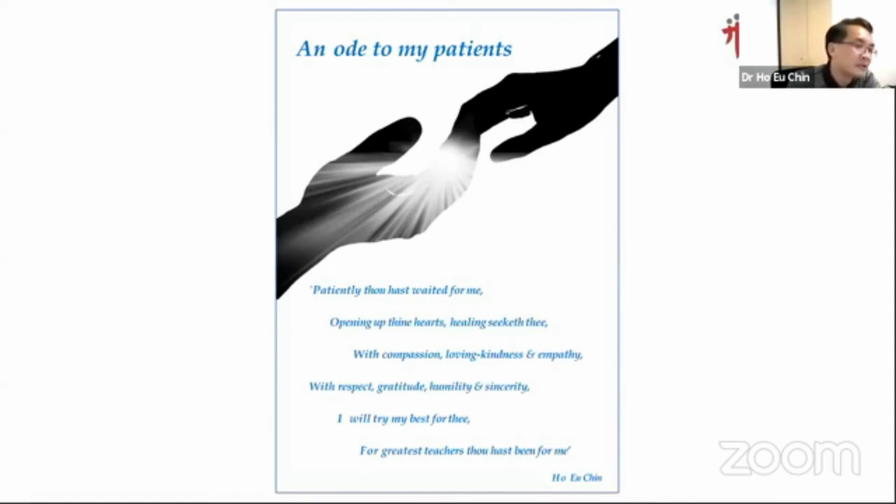And what this poem is supposed to say is that everything that I'm able to do to help my patients now is only possible because of what I have learned from the patients that I've seen in the past. So all my patients that I've seen, they have been my teachers. They have taught me a lot, and through what I have learned, I'm better able to help my patients in the future, and I continue to learn from my patients.